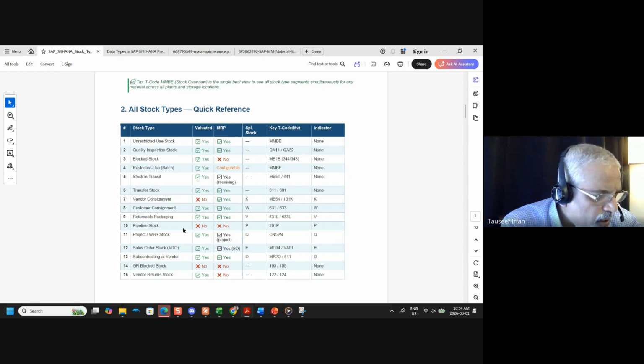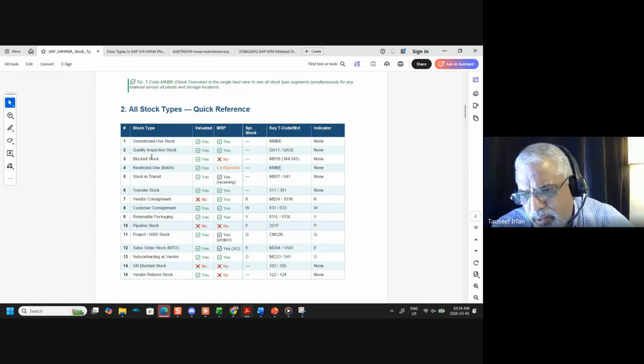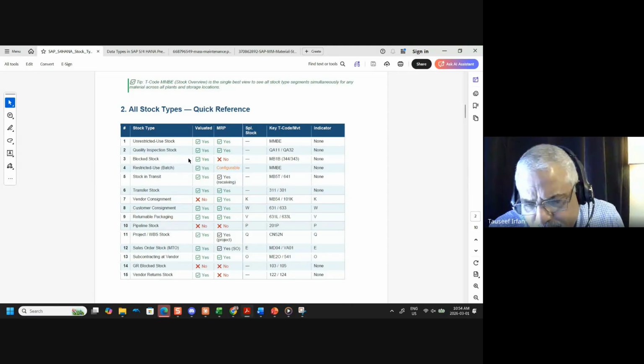Okay, good. So now, GR blocked stock. Very confusing, this one. GR blocked stock and blocked stock. You see? Blocked stock, you all know, we have covered this in the previous lecture. Blocked stock is that if something has happened, you want to block that stock. For example, if damage happens, then you just want to block it.